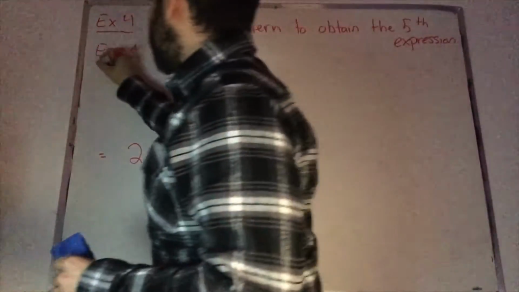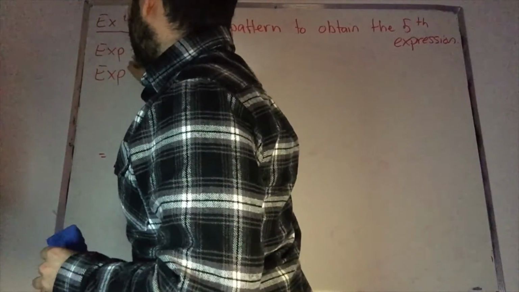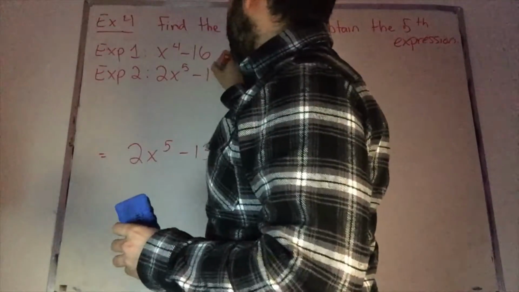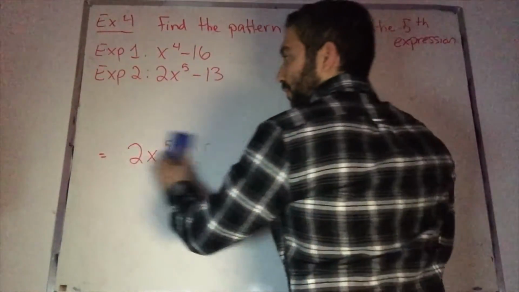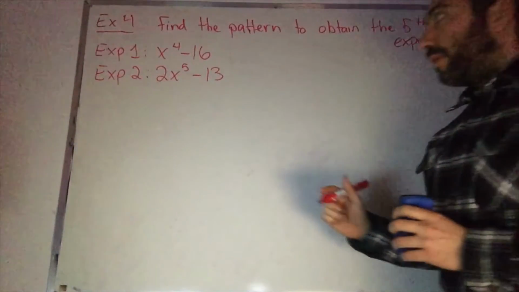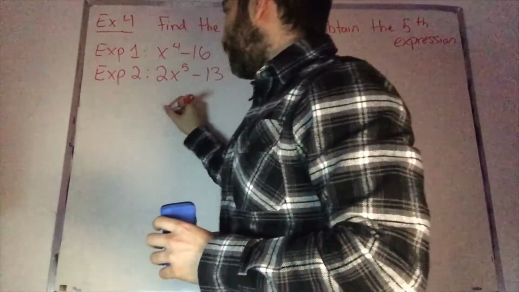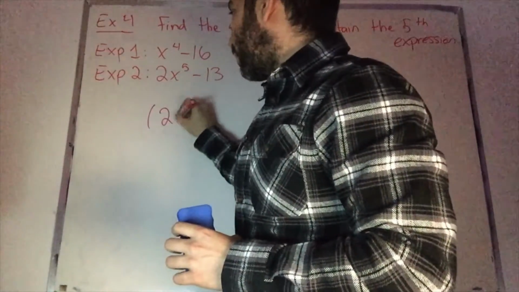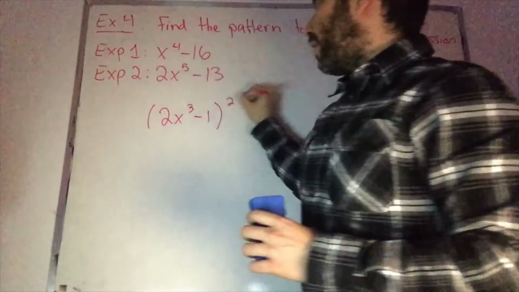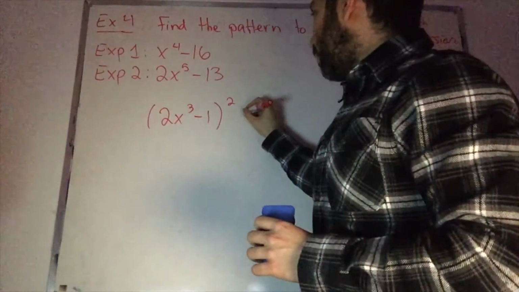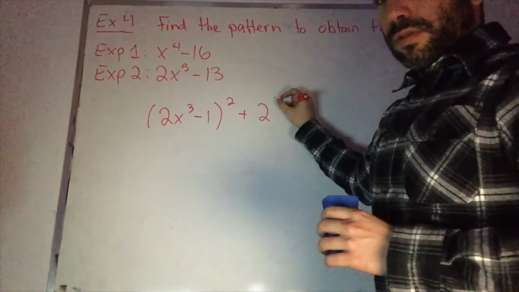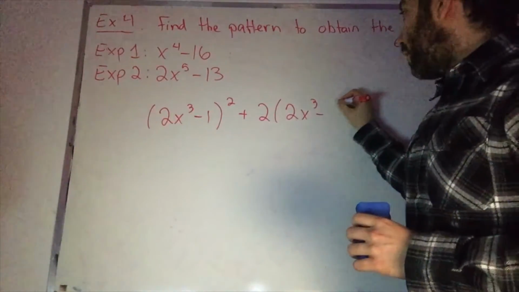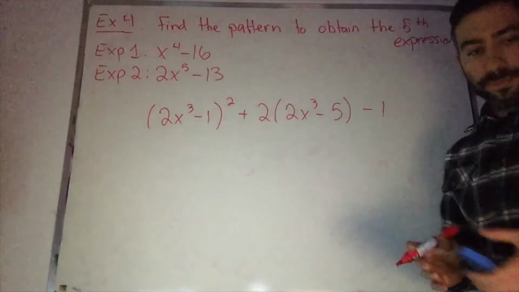So expression 2, we get 2x to the 5 minus 13. Let's look at expression 3. Expression 3 is 2x cubed minus 1, all that squared, plus 2 times 2x cubed minus 5, and then minus 1.